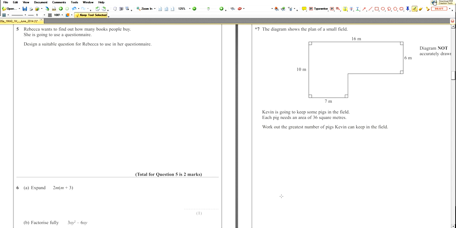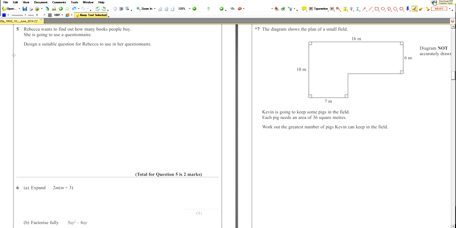Just trying to get as much space on there as possible. Let's change color. That's a bit of a depressing color there. Let's go for a nice color. Okay, blue.